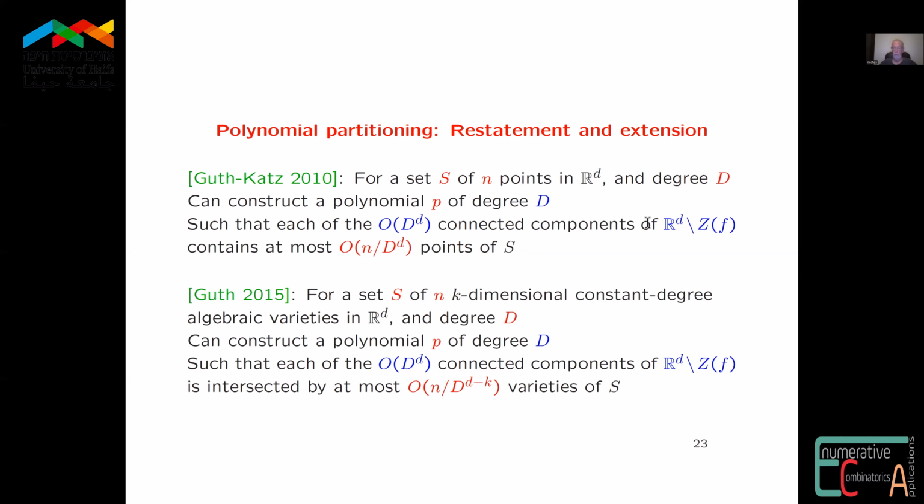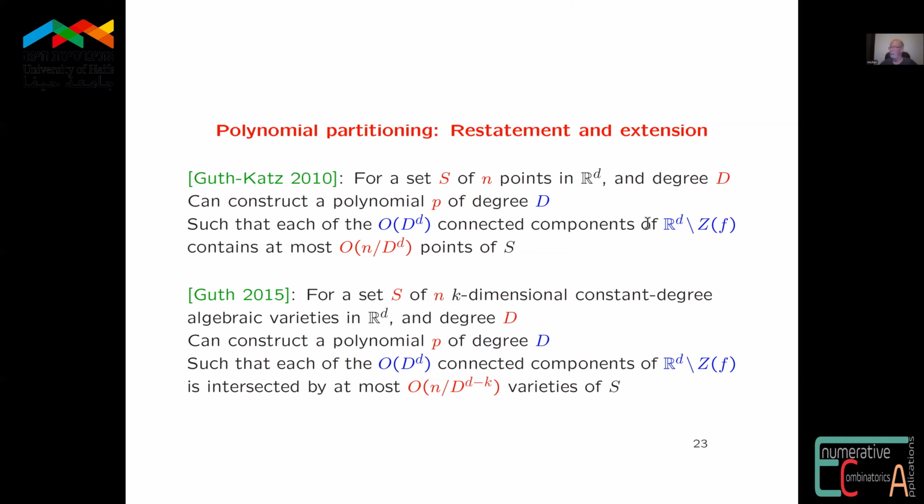This is Warren's theorem in real algebraic geometry. The statement is that each of these components will contain at most n over d to the d points of S. Guth has managed to extend it to higher dimensional varieties, algebraic varieties of constant degree, say lines or circles or whatever. And the statement says the same.